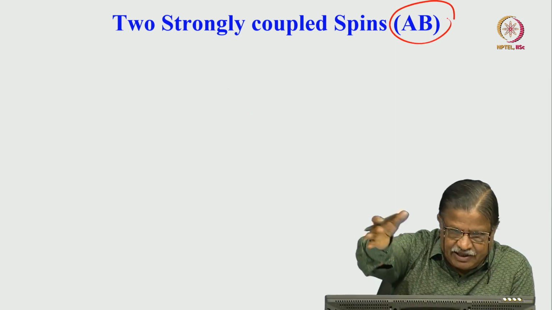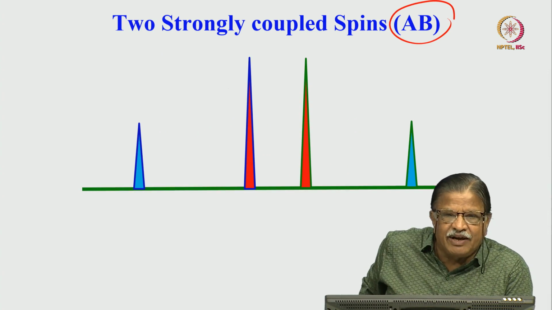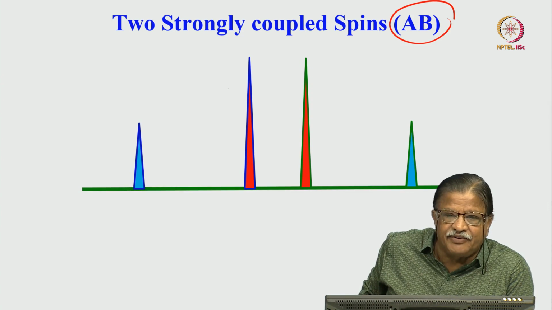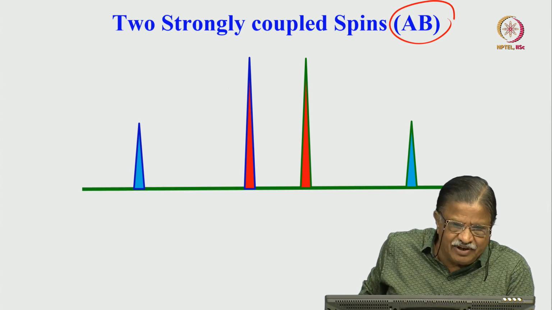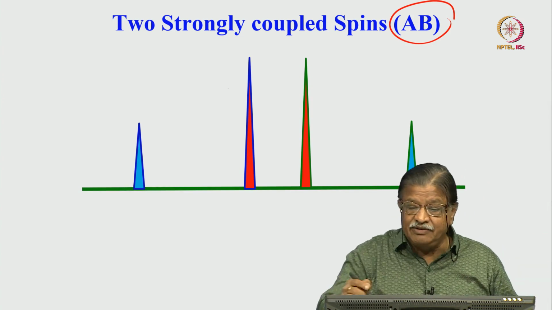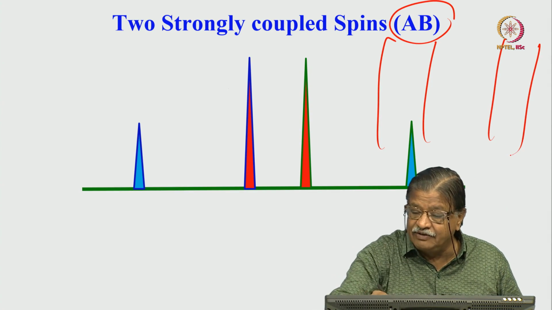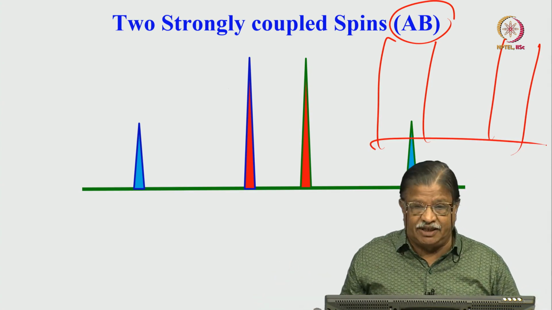For the two strongly coupled spin case, I will tell you what A, B, AX mean, everything, today itself as we go ahead. The spectrum of two strongly coupled protons is like this. Do you find the difference? What did we see in the weakly coupled case? Two lines of equal intensity. 4 lines we got, all of equal intensity.